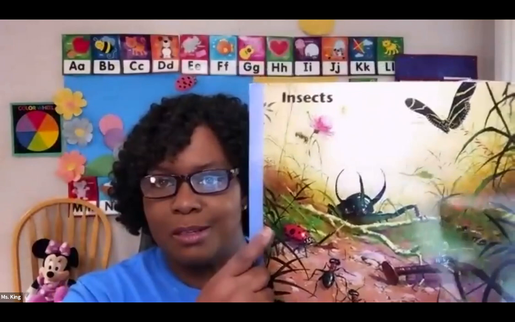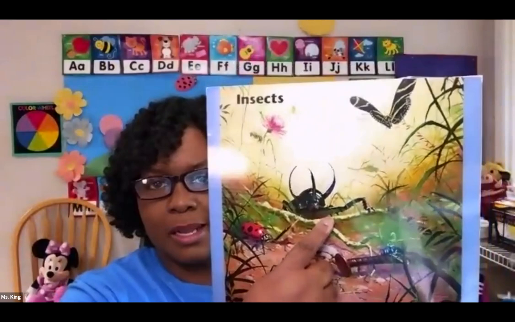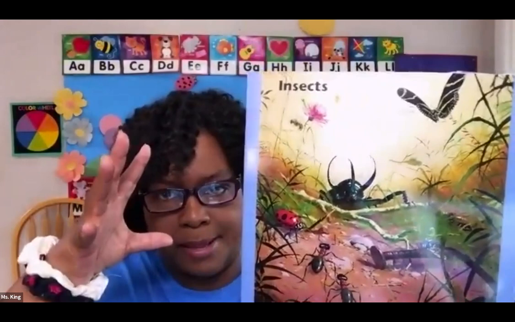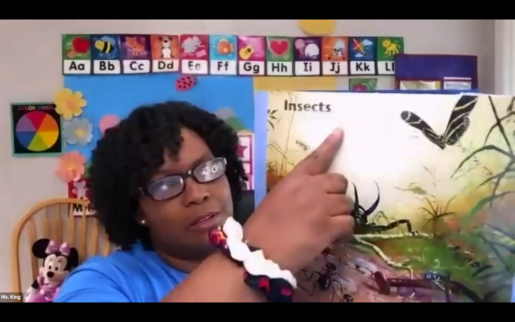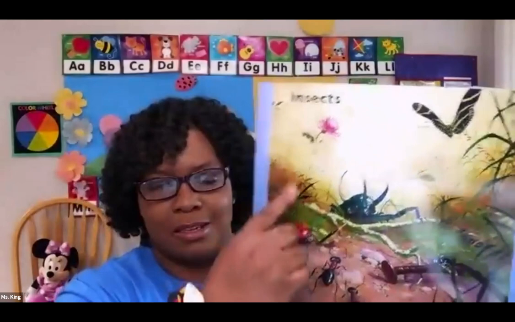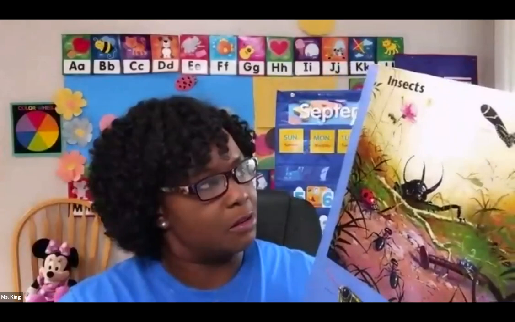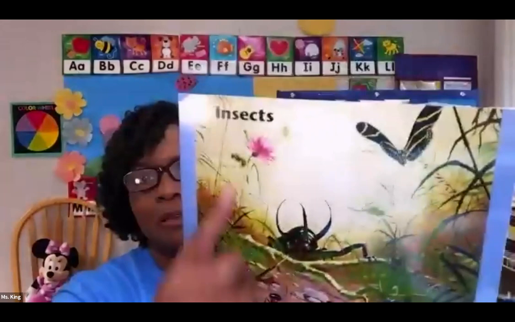Then of course there's a ladybug. Ladybugs are insects. This is a Goliath beetle. They call it Goliath because it is a giant, big beetle. You don't want to see that. And then they have the little spider. That's an insect. And then you have a honeybee. That's an insect. Those little flies in the air that bother you, those are insects. Yes, butterfly. Those are insects.